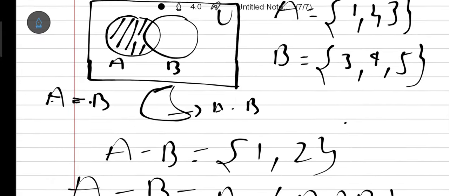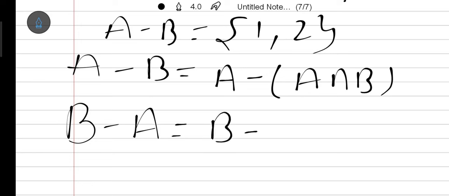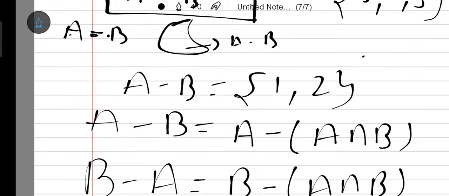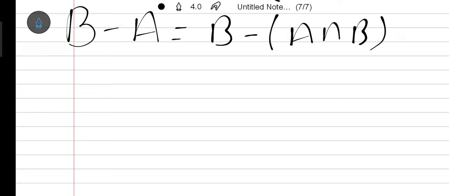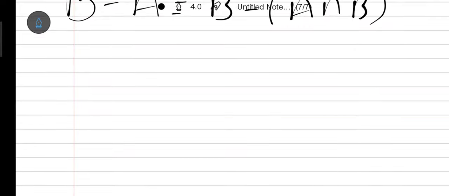Now for B minus A, it will be B minus A intersection B. Again we carve out A intersection B from set B. So this is what difference of two sets means. Okay, gentlemen, we are now left with just two operations. The next one is the symmetric difference between two sets.